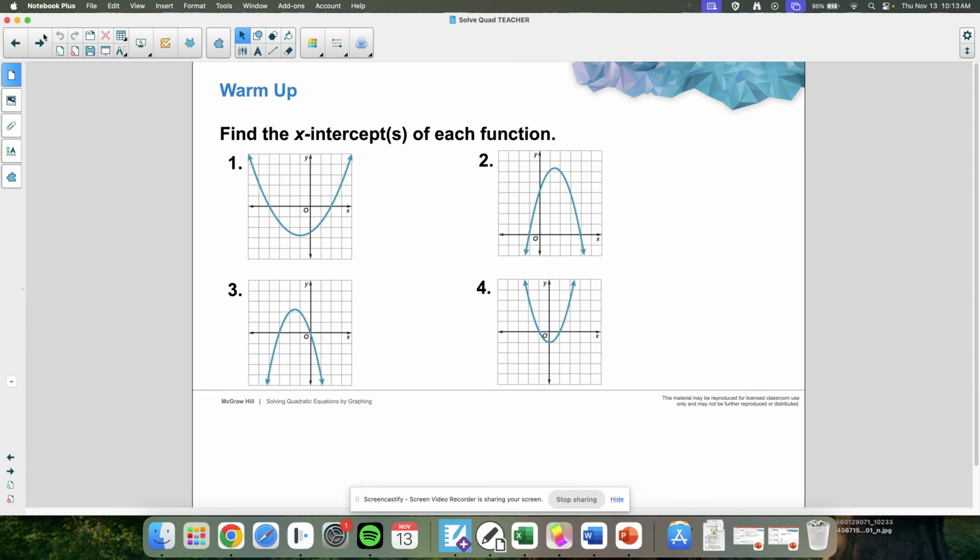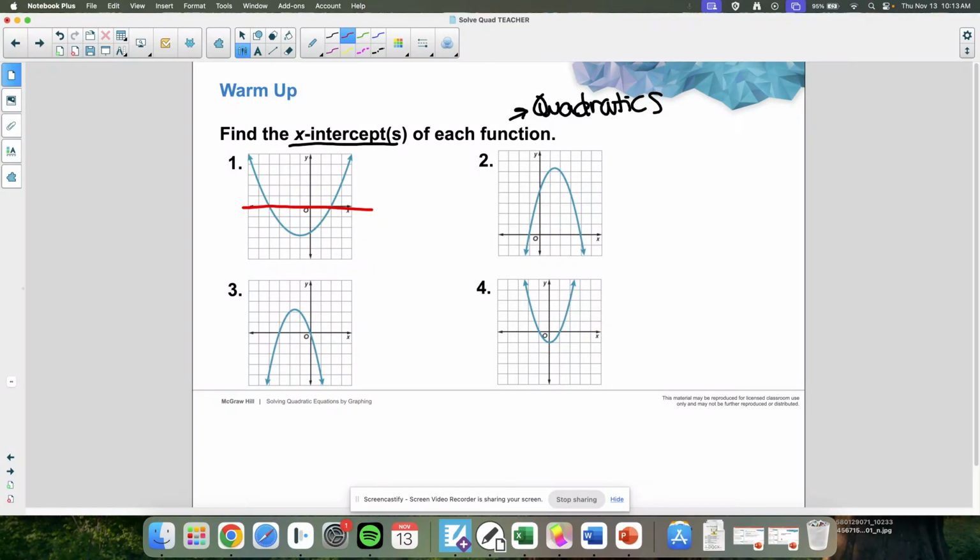Quadratic. So this is what we covered before. This is quadratics coming back into play. We have U-shaped graphs. What we want to find are the x-intercepts. Where's our x-axis? Horizontal line. So the x-intercepts would just be where the graph does what to that horizontal line?